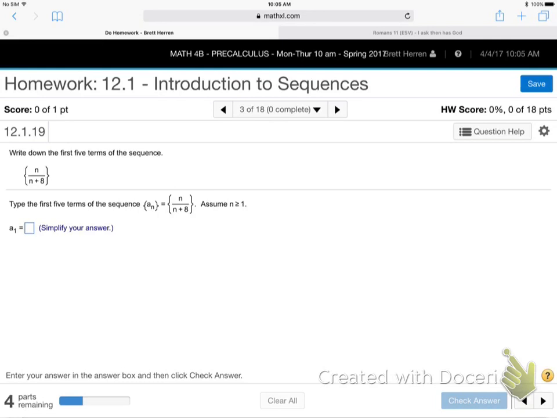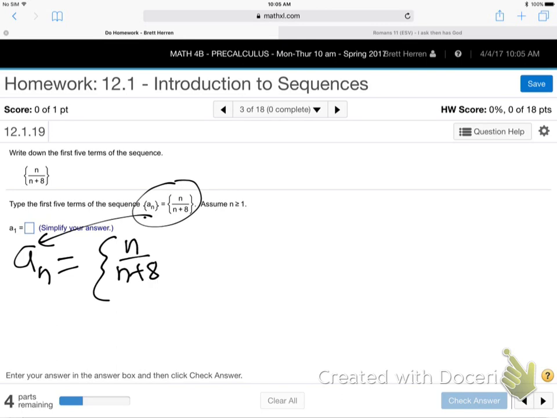All right, so here we go. They're giving me a curly bracket thing here. Let me do it this way. I'm just going to write this over here bigger. A sub n is curly bracket n over n plus 8. What does that mean? Well, we're entering a new area here, so we need to learn to speak their language. This is the language of sequences.